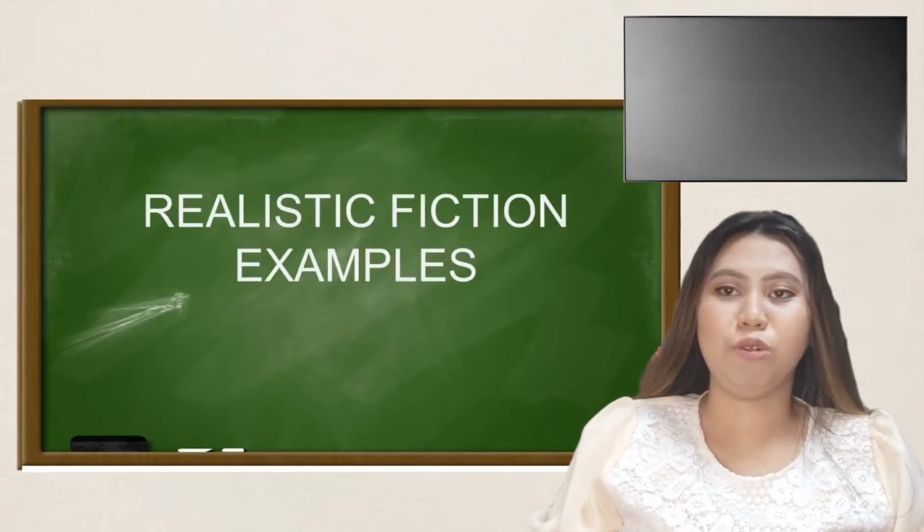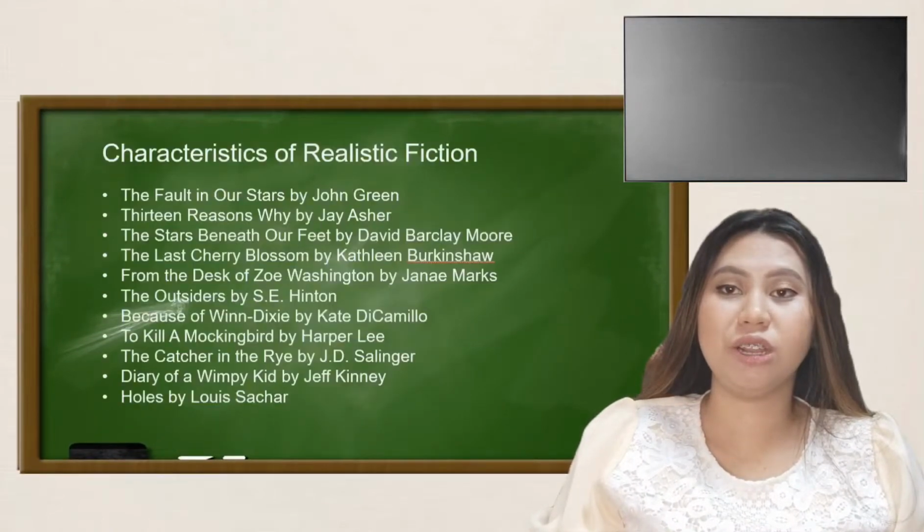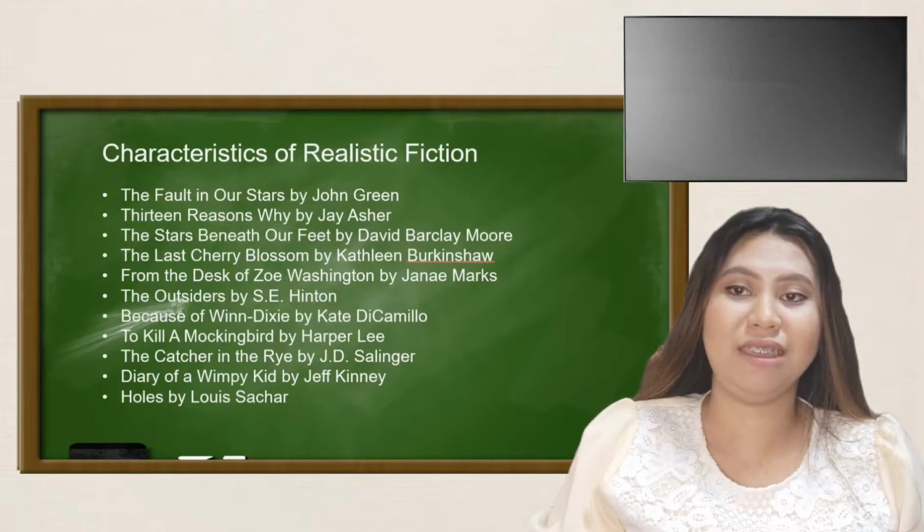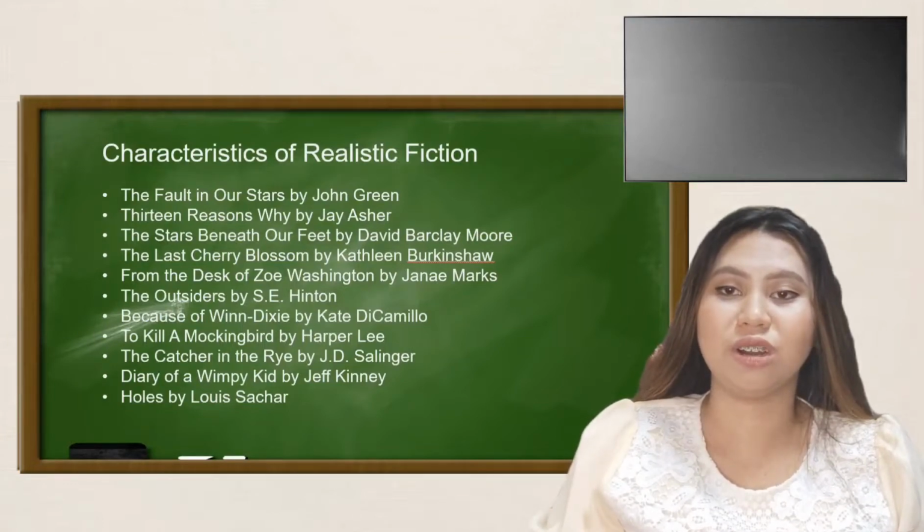Realistic fiction examples: The Fault in Our Stars by John Green, 13 Reasons Why by Jay Asher, The Stars Beneath Our Feet by David Barclay Moore, The Last Cherry Blossom by Kathleen Birkinshaw, From the Desk of Zoe Washington by Jenny Marks, The Outsiders by S.E. Hinton, Because of Winn-Dixie by Kate DiCamillo, To Kill a Mockingbird by Harper Lee, The Catcher in the Rye by J.D. Salinger, Diary of a Wimpy Kid by Jeff Kinney, and Holes by Louis Sachar.